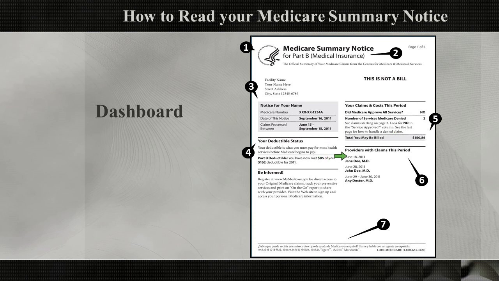Part 6 is a list of all providers who made claims on your Medicare account. Later in the notice, there will be more detailed information about your specific claims and how much money you may owe for each service you received.